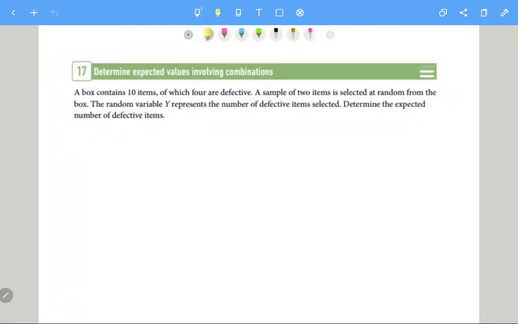Alrighty, so this example is going to quickly remind ourselves of combinatorics, or combinations, where we have nCr to work out different things. Remember, n items, choosing r of those n items. So, a box contains 10 items, of which 4 are defective. A sample of 2 items is selected at random from the box. The random variable Y represents the number of defective items selected. Determine the expected number of defective items.